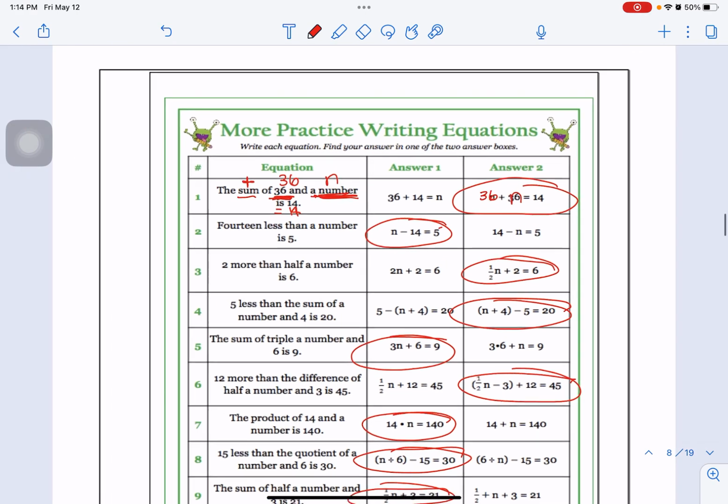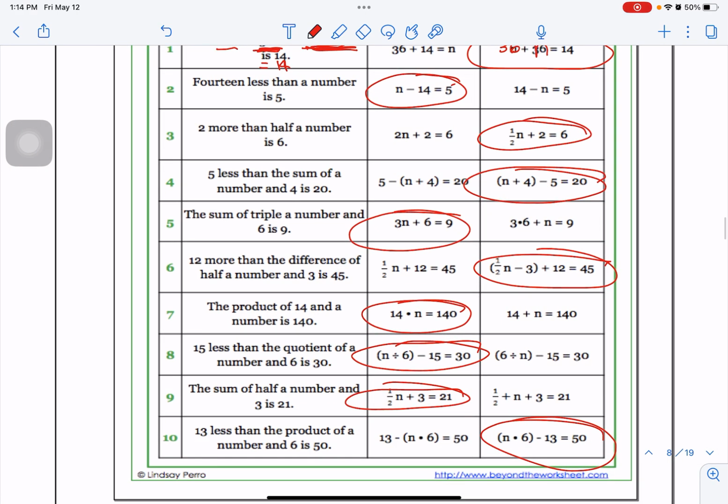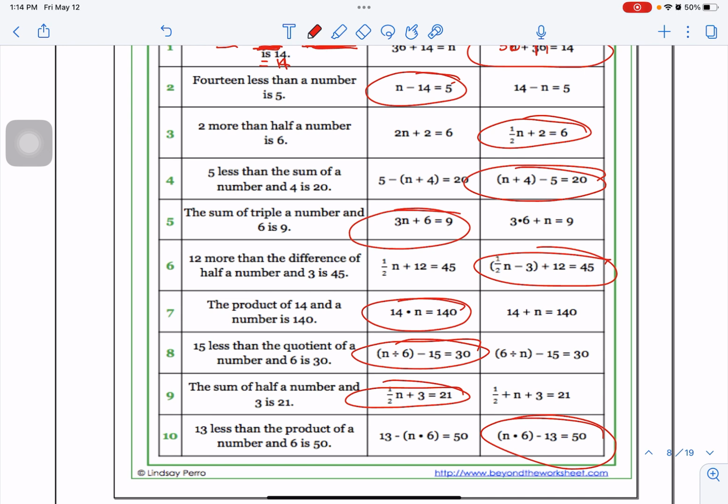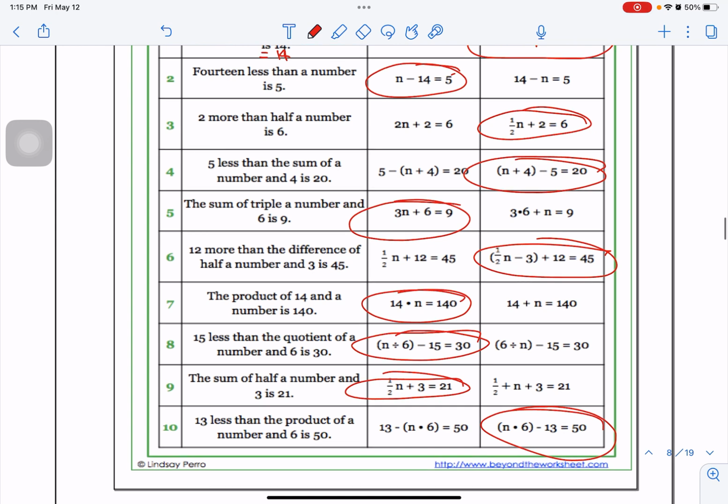So here are your answers. If you have a question on them, please come in and let me know and we will go over it. The rest of the practice is on Google Classroom, and you just have to do the starred ones for today. Have a good day.